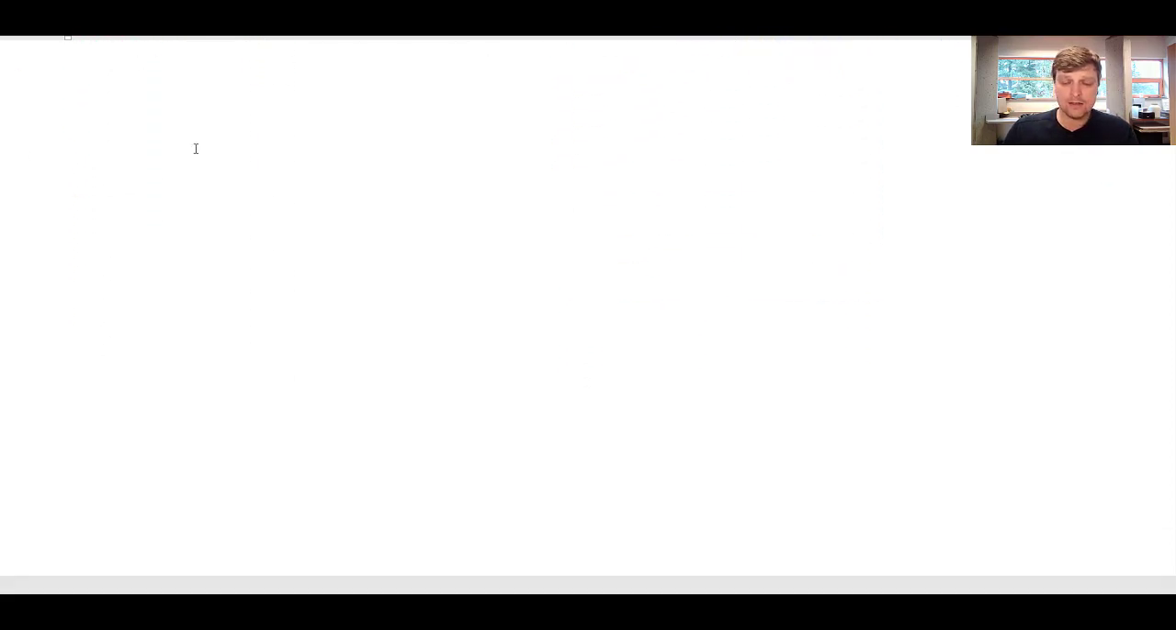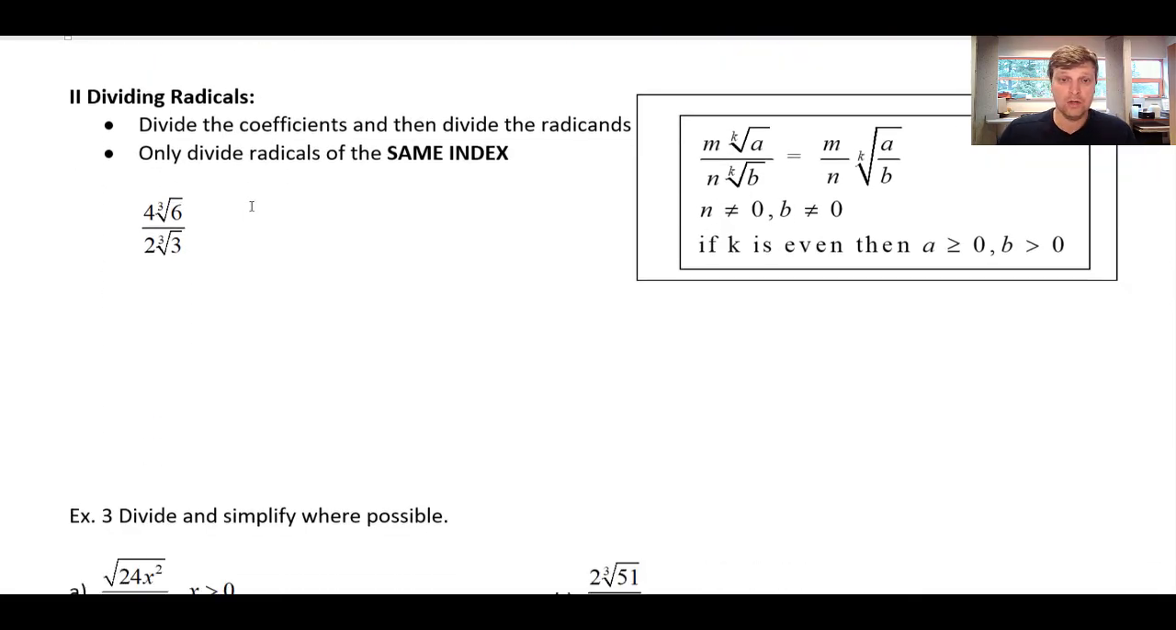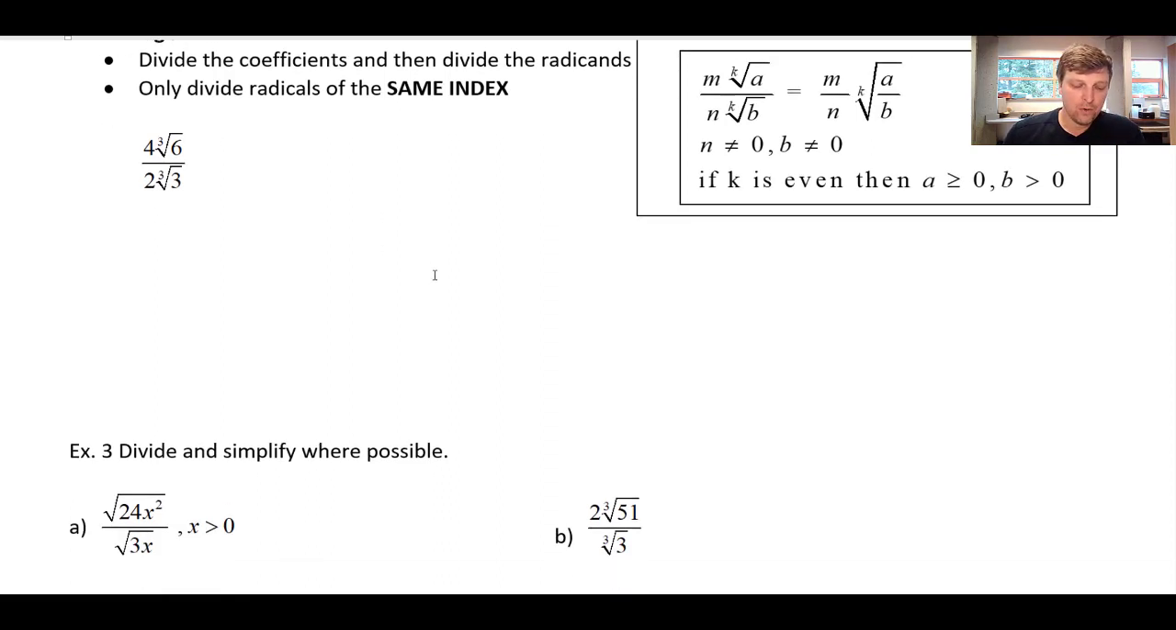So dividing is going to be actually quite similar to multiplying, which is we're just going to go ahead and do it. Divide the coefficients, divide the radicands, so long as the indexes are the same. So 4 times the cube root of 6 over 2 times the cube root of 3. Well, 4 divided by 2 is just 2. And then cube root of 6 divided by cube root of 3, 6 divided by 3 is 2. So that's going to be just 2 times the cube root of 2, and that's that.